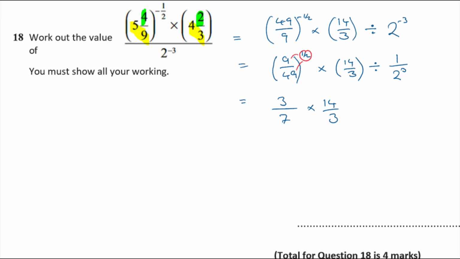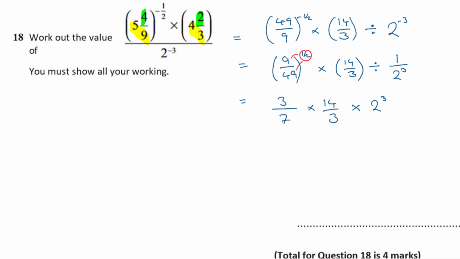And then dividing by a fraction, keep, change, flip. So keep the first part, change the divide into a times, and flip the fraction over, so it becomes that. Which I think I'm going to rewrite as an 8, because 2 to the power 3 is just 8. So I'm just going to replace that with an 8 now. Then we just have some fractions to multiply through.